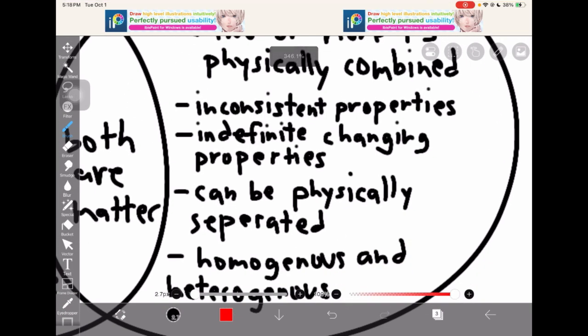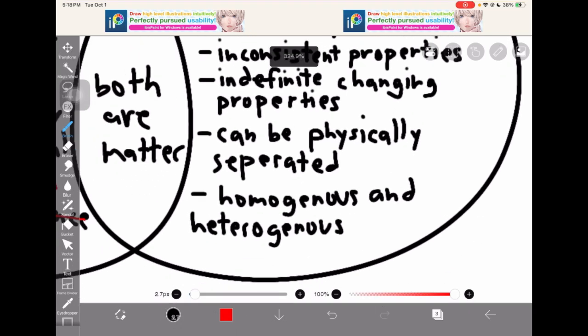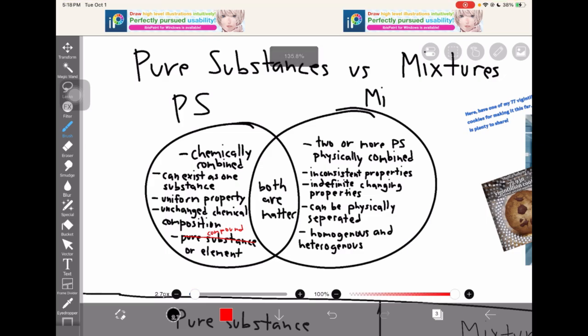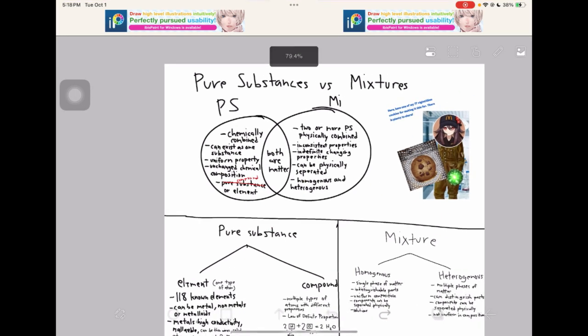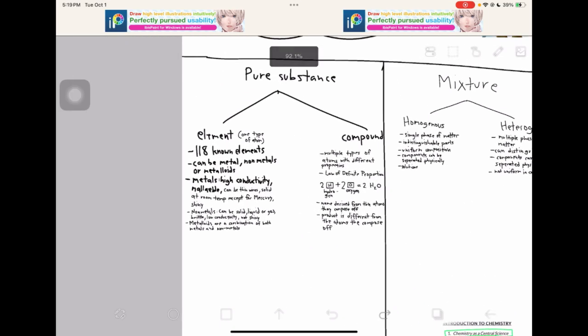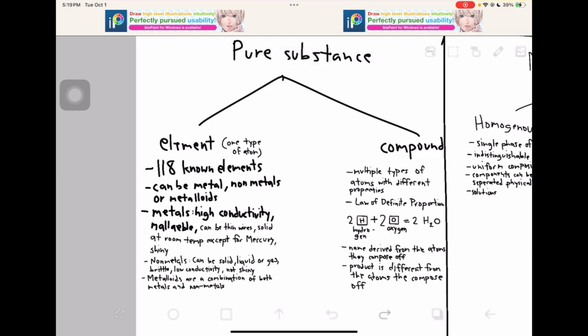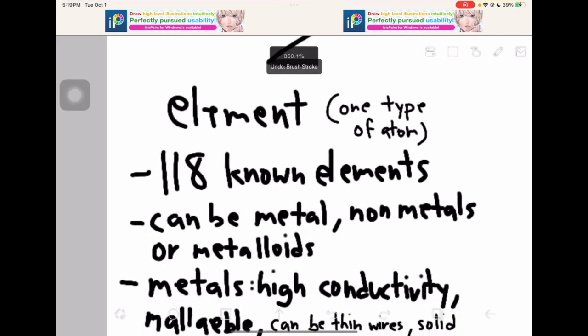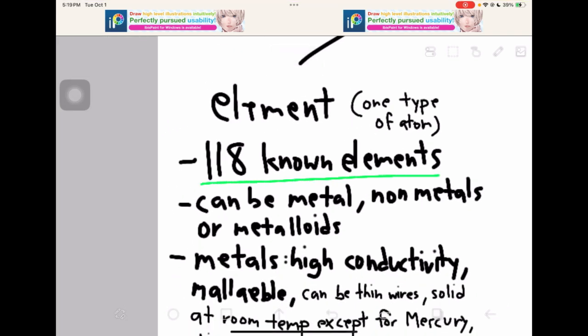But these can be physically separated. You can get a pizza and separate the cheese, the sauce, the dough, and the toppings as well. And these can be homogeneous and heterogeneous. And just as simple as that, that is already pure substances and mixtures. But let's go to the subcategories of pure substances first. These can either be an element or compound. An element has one type of atom. And of course, these are derived from the periodic table, which means we have 118 known elements.